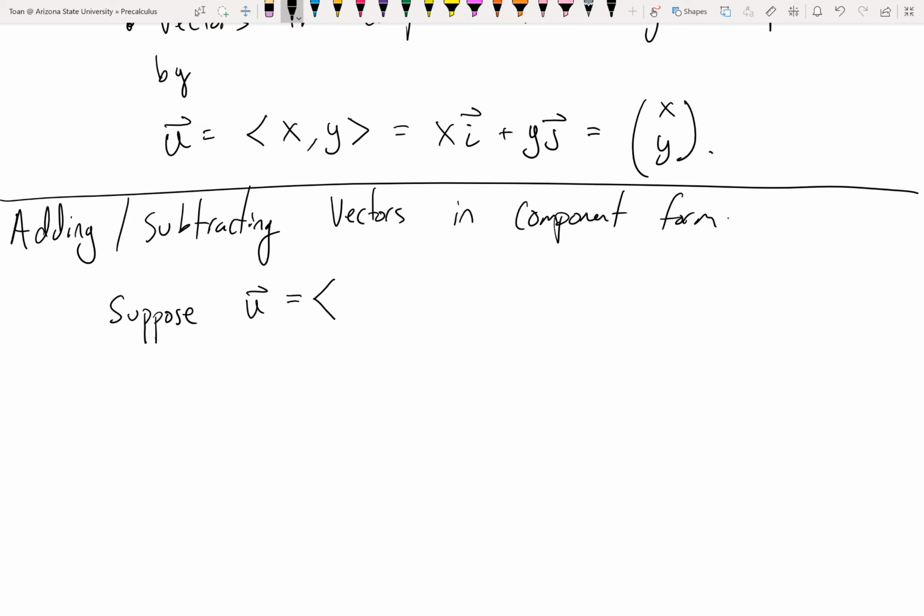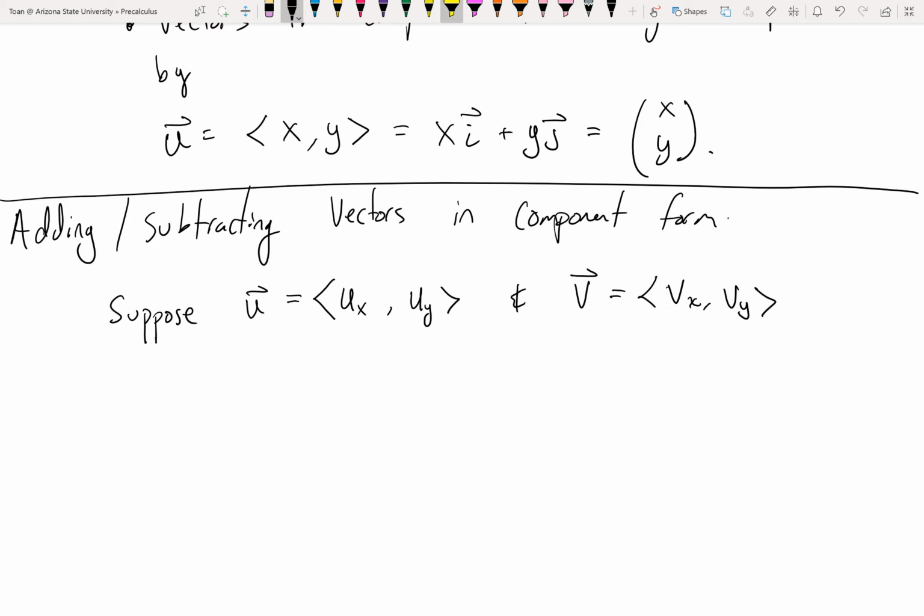What letter should we use? Should we use x and y's, x sub 1, y sub 1? Or u sub, I'll do this. I'll do u sub x, u sub y. I think that's very easy to understand. Oh, u sub x, that's the x of the u. And suppose vector v has components v sub x, v sub y.